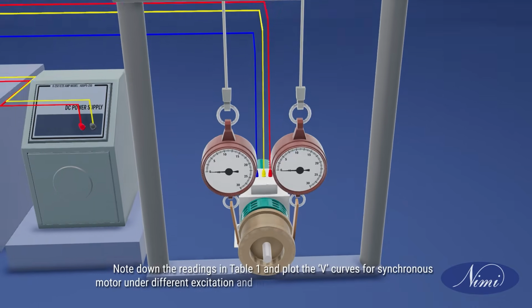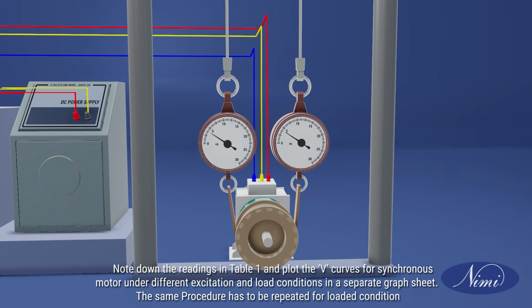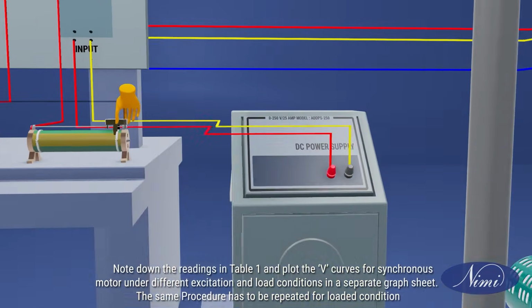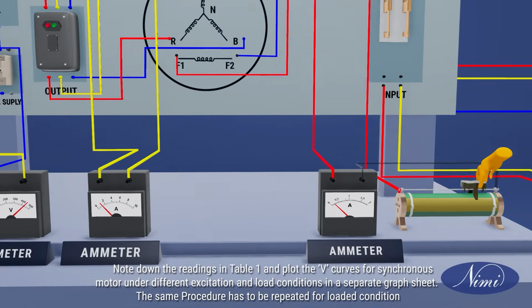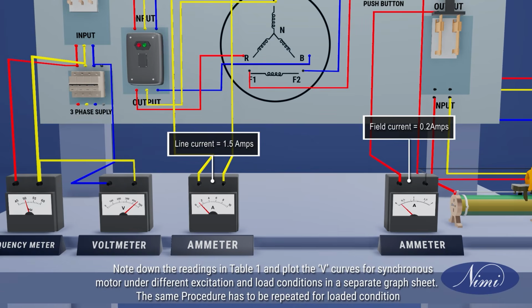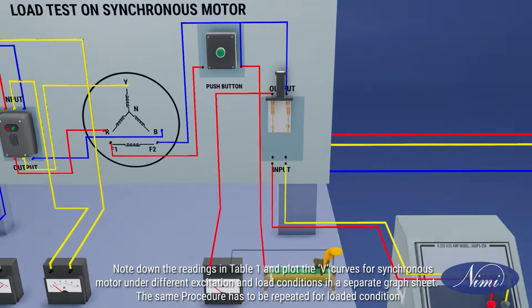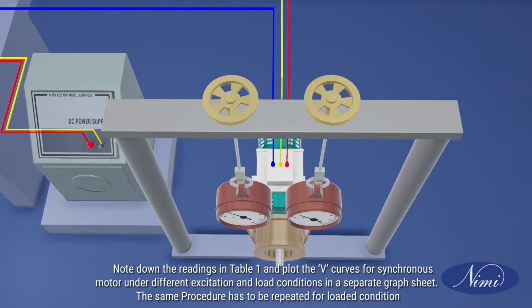Note down the readings in Table 1 and plot the V-curves for synchronous motor under different excitation and load conditions in a separate graph sheet. The same procedure has to be repeated for loaded condition.